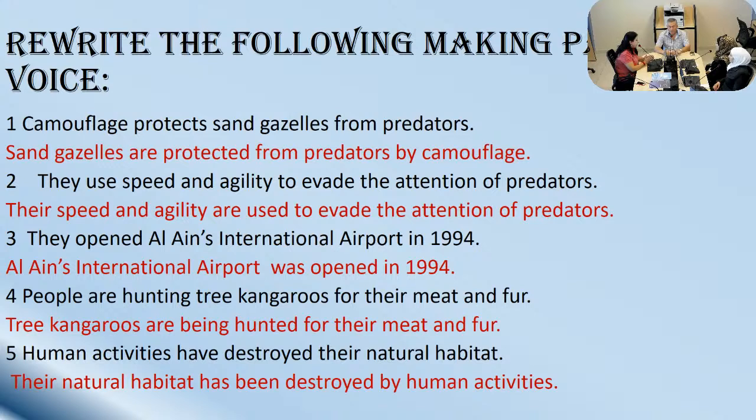They use speed and agility to evade the attention of predators. Use is again present simple. Speed and agility is plural, so now we use are. Their speed and agility are used to evade the attention of predators. They opened Al Ain International Airport in 1994. Now opened is simple past, so the verb to be is was or were. With Al Ain International Airport, it is was. We start with the object: Al Ain International Airport was opened, past participle, and continue the sentence, in 1994.